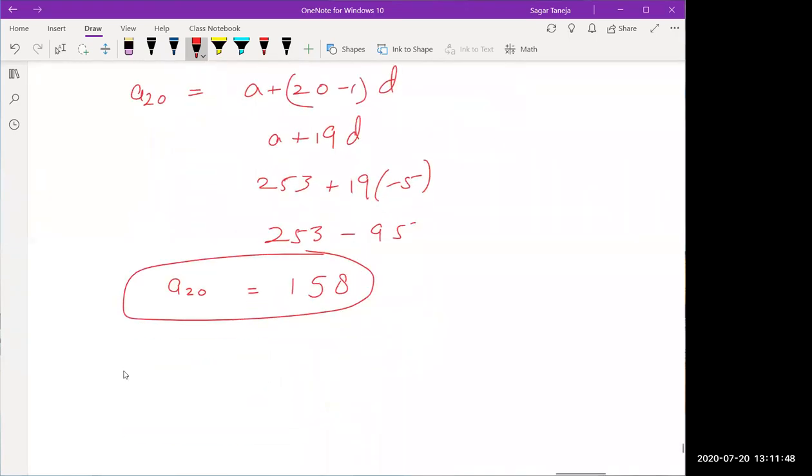You have to write in the statement: 20th term from the last is 158.